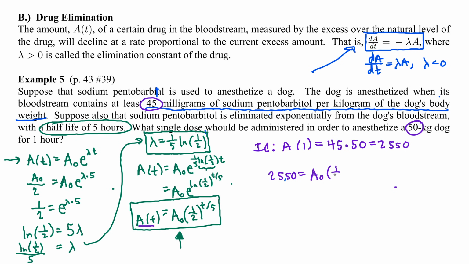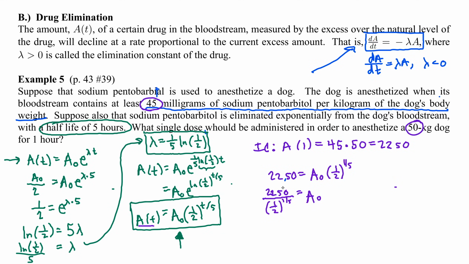So we have 1/2 raised to the 1/5. So the initial amount of medicine that we need to administer to our dog here is 2550 divided by 1/2 raised to the 1/5 power. So I paused here to type this into my calculator. I realized I have just a little bit of an error here. 45 times 50 is 2250. Fido's dependent on me, y'all. I don't want to let him down, so I'm going to correct that.